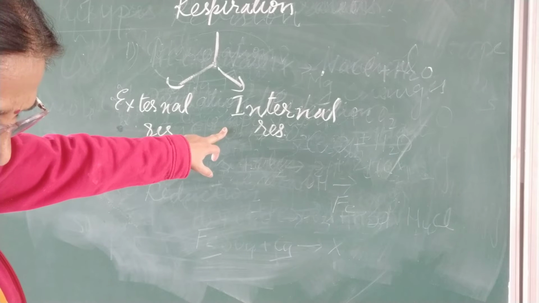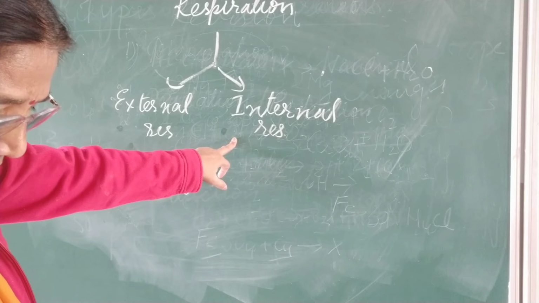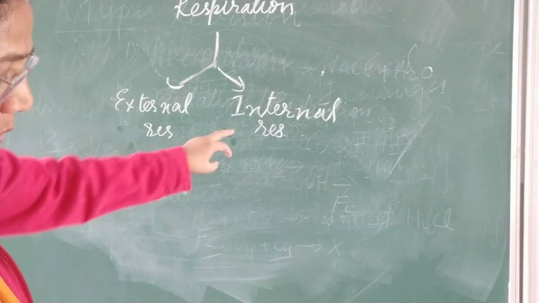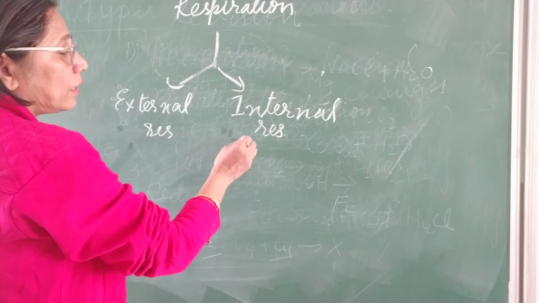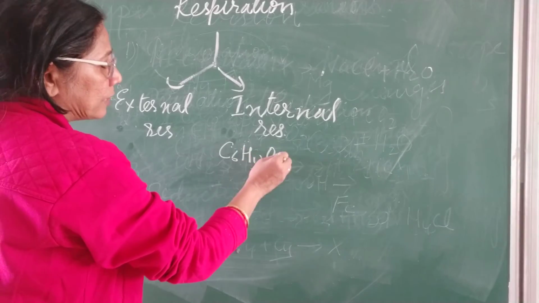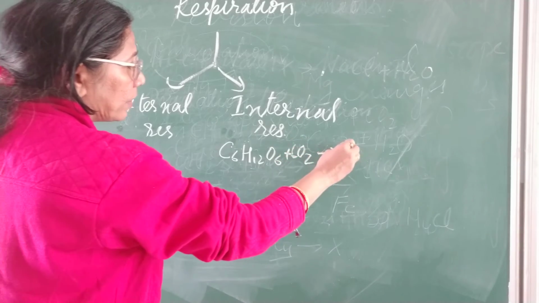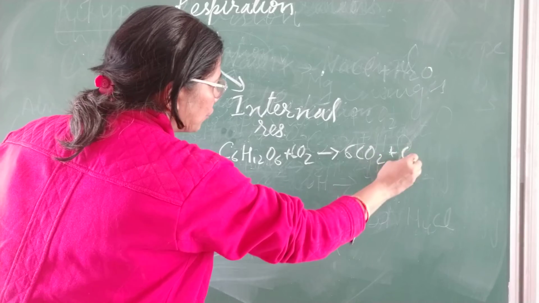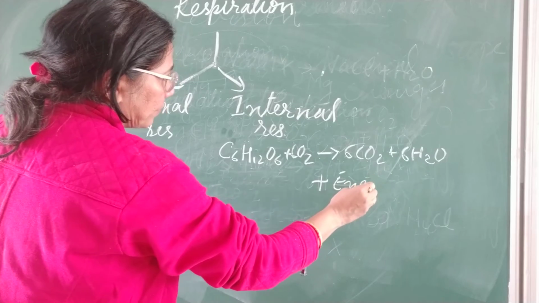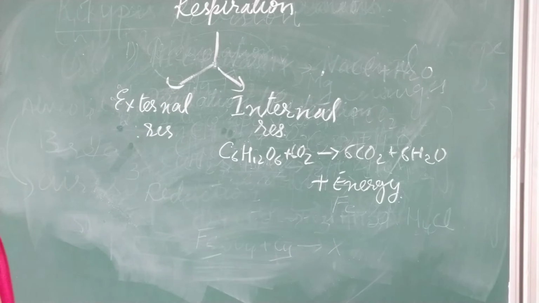What is internal respiration? Using oxygen by the cell to break down food to release energy. Internal respiration occurs in the body cell. So what is the chemical reaction that takes place, like in all the cells, the food is there, this is glucose broken by oxygen. It gives 6 CO2 plus 6 H2O plus large amount of energy. Okay, so this is internal respiration, and here only breathing takes place.